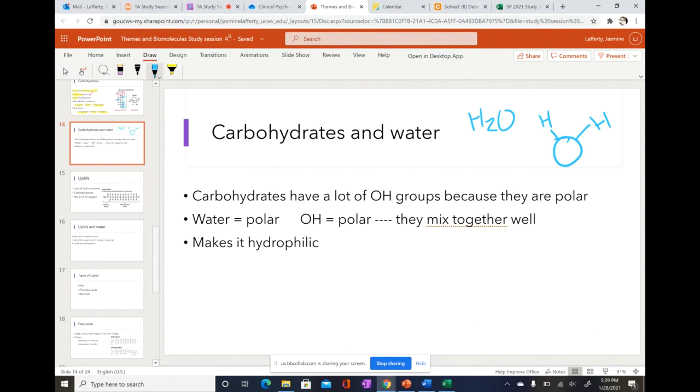Now, if we look at this molecule here, let me change colors. It looks very similar to an OH, right? So I remember this like a lot of OH groups mix well with water because they look similar, okay? And if you just want to put their little equations up here, that also looks similar. H2O, OH. Very similar. So they mix well together. That makes them hydrophilic, water-loving.